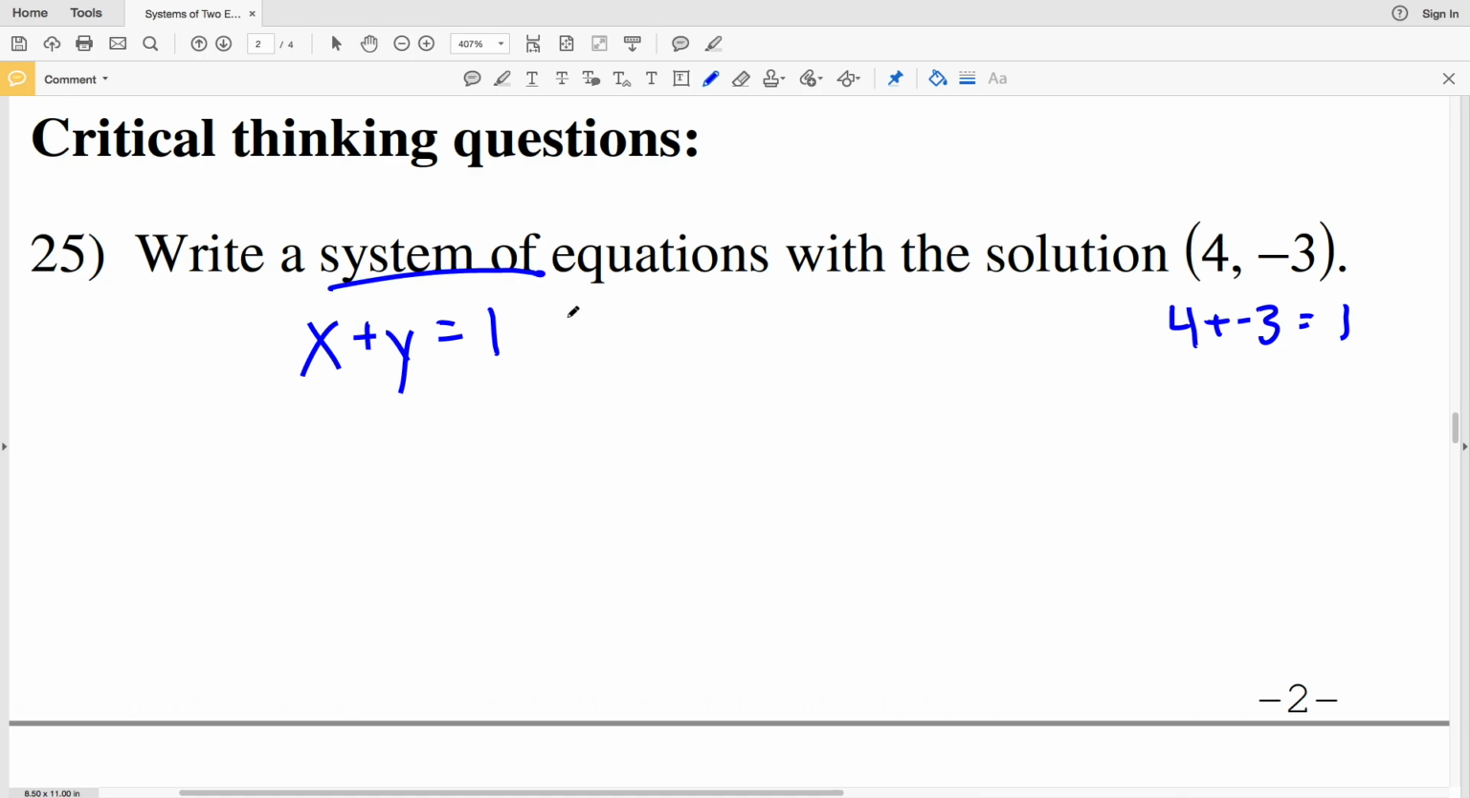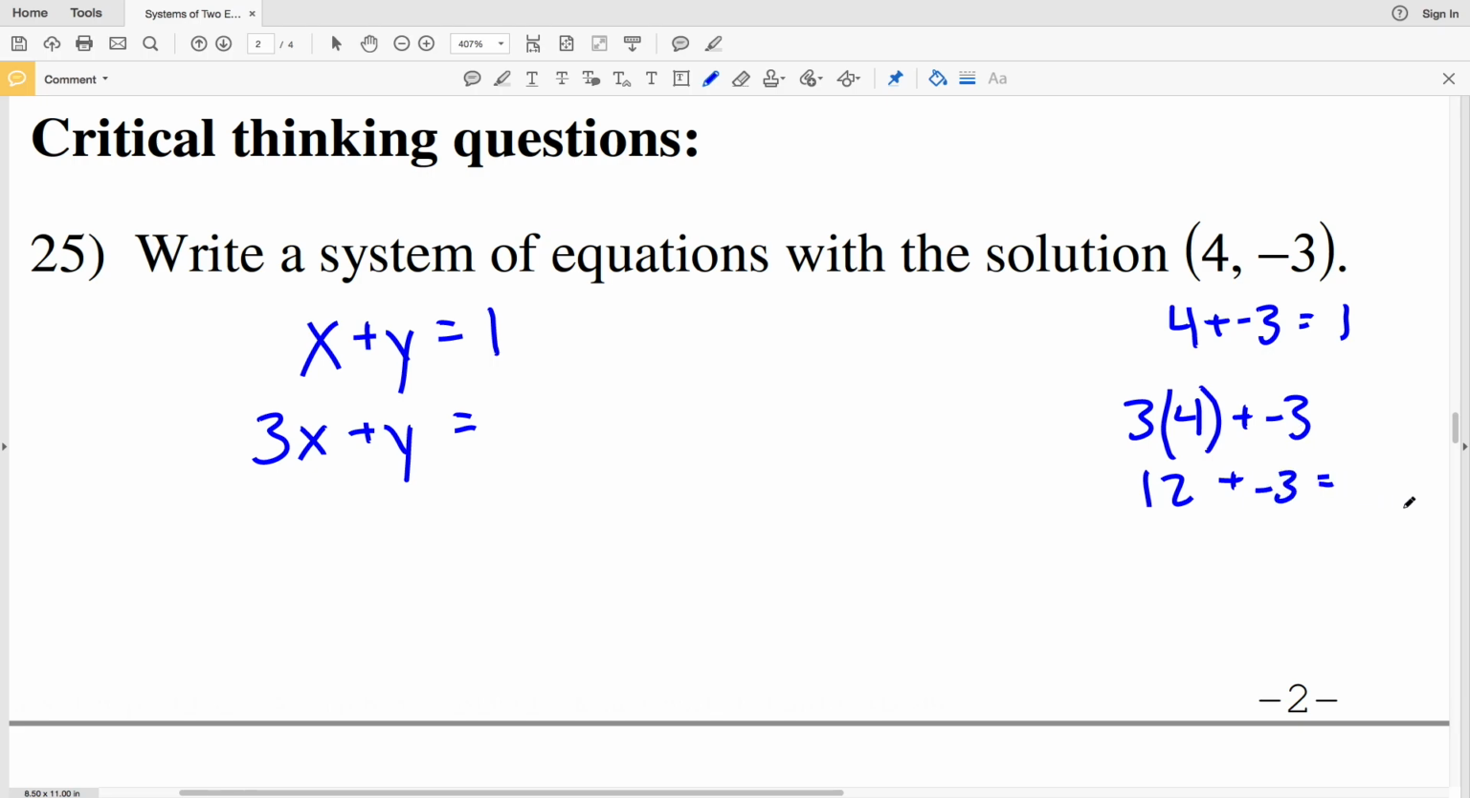However, we need a system of equations that will work. So let's say we multiply x by 3 and then add that to y. Then what will that equal? So 3 times x will be 3 times 4, and if we add y, adding negative 3, that will be 12 plus negative 3, which equals a positive 9. So here is our system. X plus y equals 1 and 3x plus y equals 9.